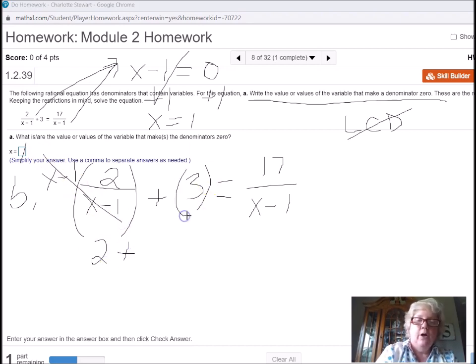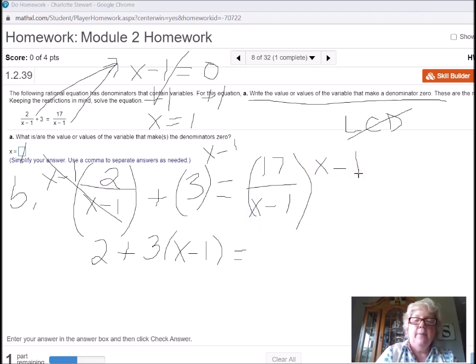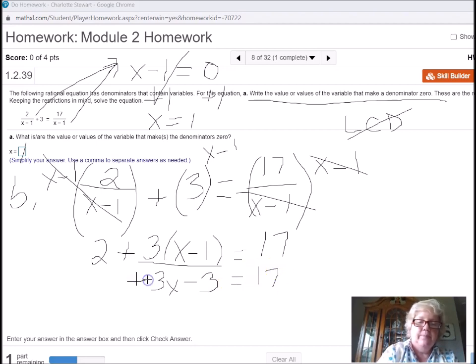X minus 1 will also be placed next to this 3. However, it does not cross cancel out. So I have 3 and the x minus 1 left over. On the last fraction, on the last side, if I put the x minus 1 there, it does cross cancel, leaving just 17. The next thing to do would be to distribute here in the middle part of this equation. 3 times x is 3x. 3 times negative 1 is negative 3. Just bring everything else down.